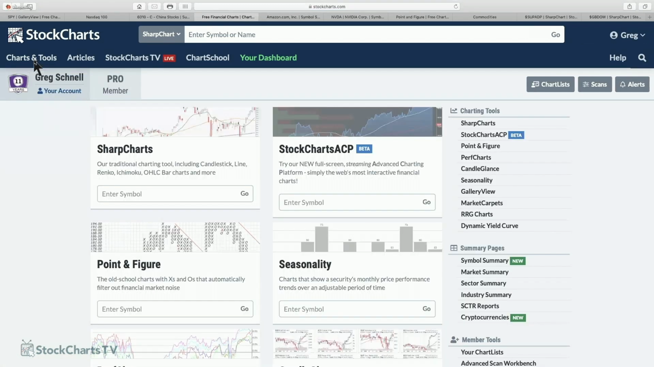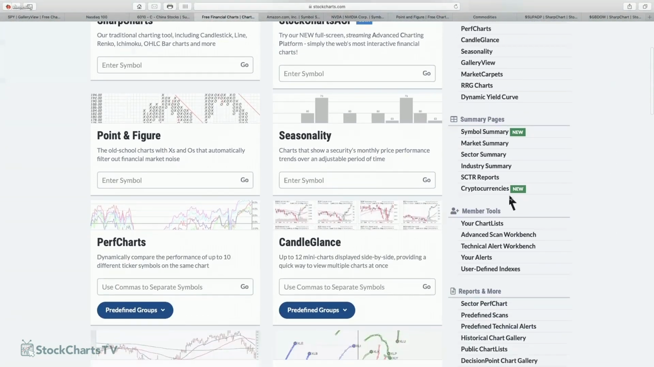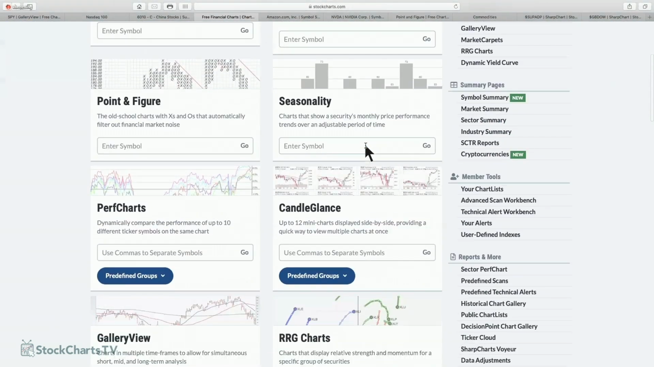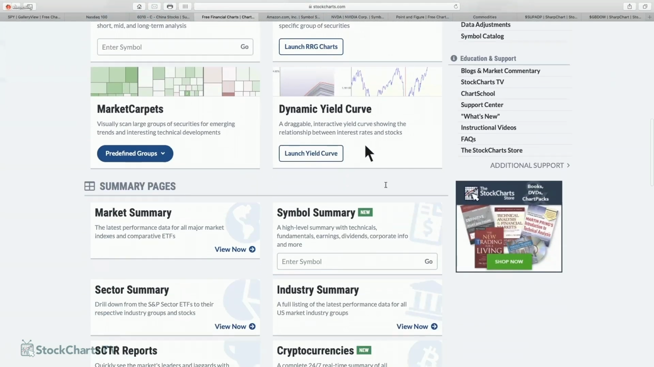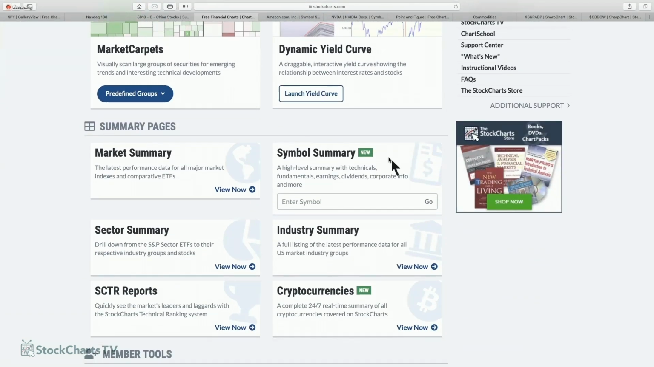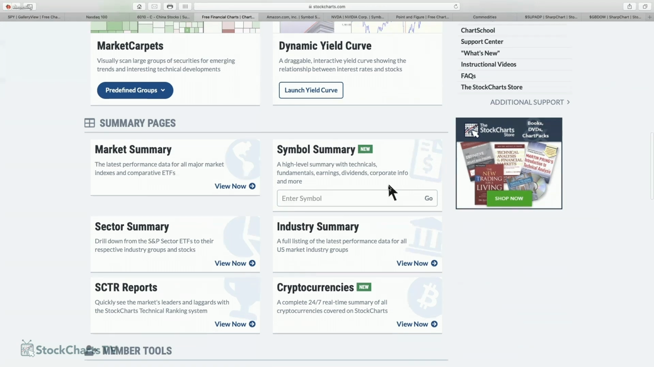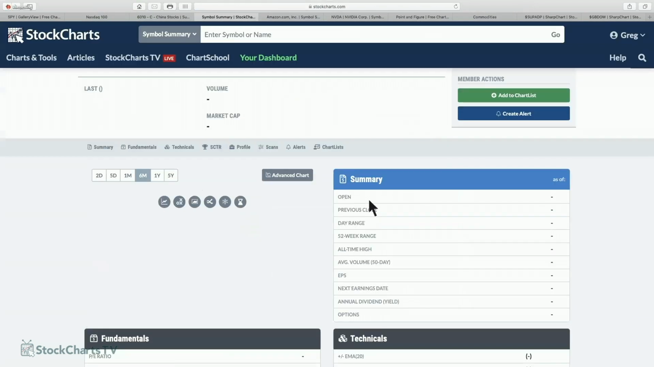So go over to the Charts and Tools tab, and you'll see a couple of things going on here. Recently, we added cryptocurrencies. Now we're adding the symbol summary. I'm going to jump into this page. It's also in one of these box forms here. Down here is a symbol summary, so industry summary, market sector, scooter report. This symbol summary is pretty nice, and whether you hit it here or on the other page, I think you're going to be shocked at how good it is.